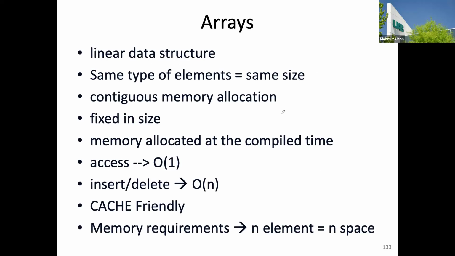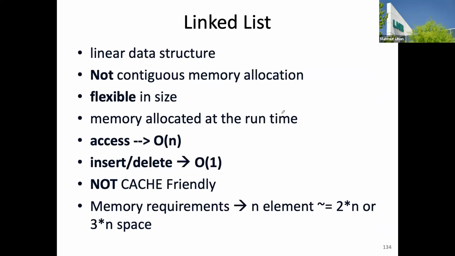Data structure: array was the linear data structure, same element, same type, same size, contiguous memory allocation. Reaching an element is O(1) time complexity, because I know the location easily by doing the pointer arithmetic to calculate it, but insert and delete were costly, O(n). And we see that it is cache friendly.